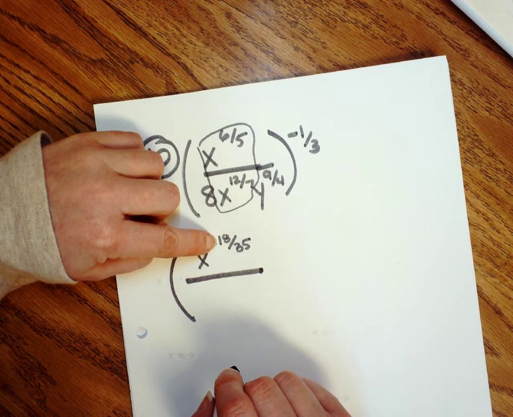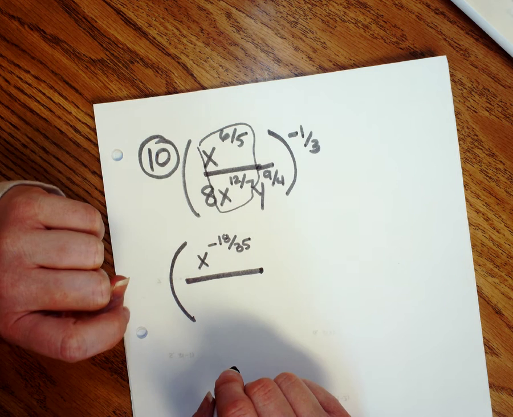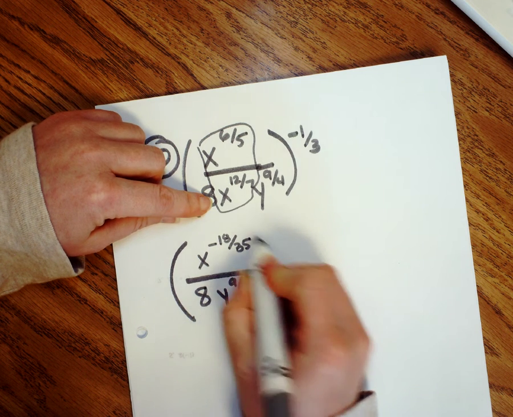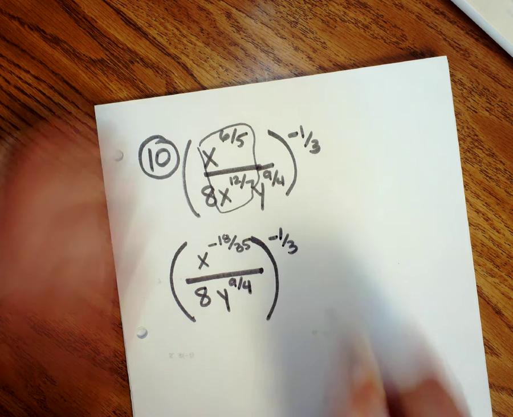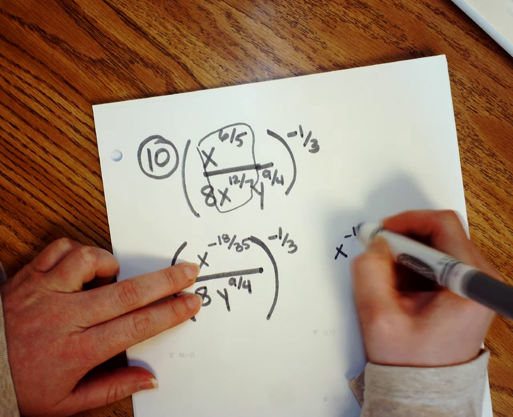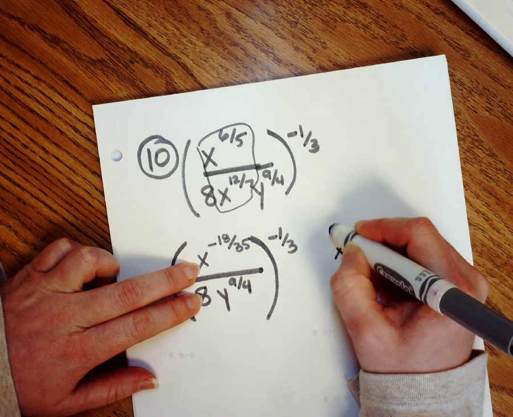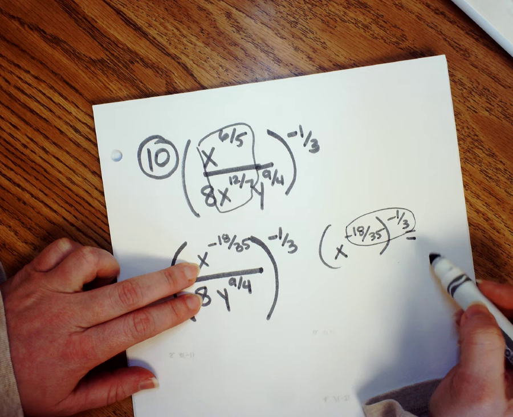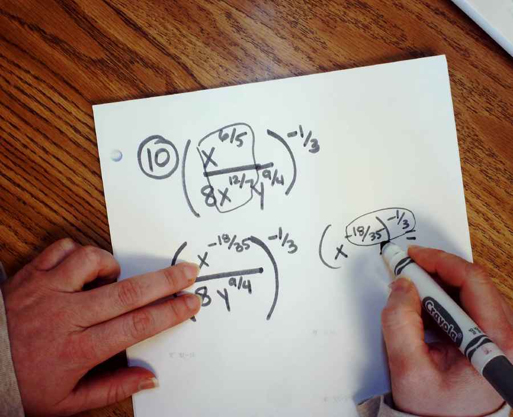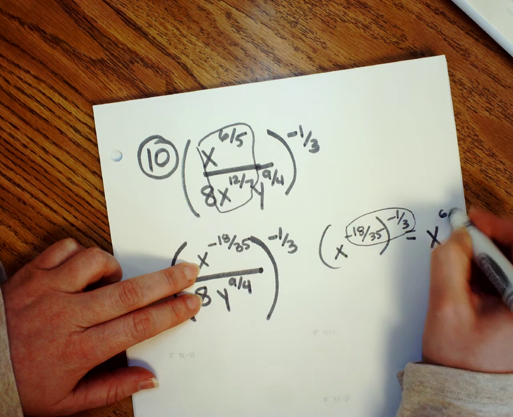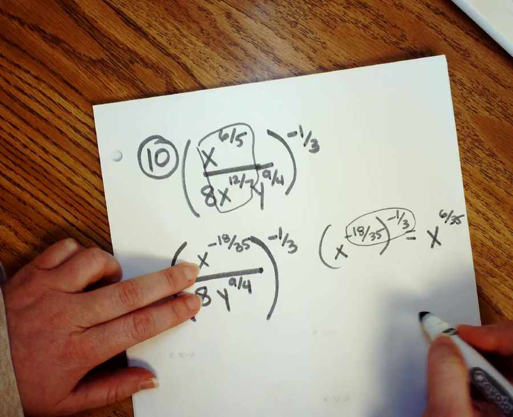Now he would ride the elevator down, but I'm just going to leave him up top for now. The 8 is still on bottom, and the y to the 9/4 is still on bottom. And all of it's raised to the negative 1/3. Now if I give out my negative 1/3, then this becomes x to the negative 18/35 raised to the negative 1/3 power. And I've just got to multiply these two fractions. Negative 18/35 times negative 1/3 gives me a positive 6/35. And that's going to go on top.